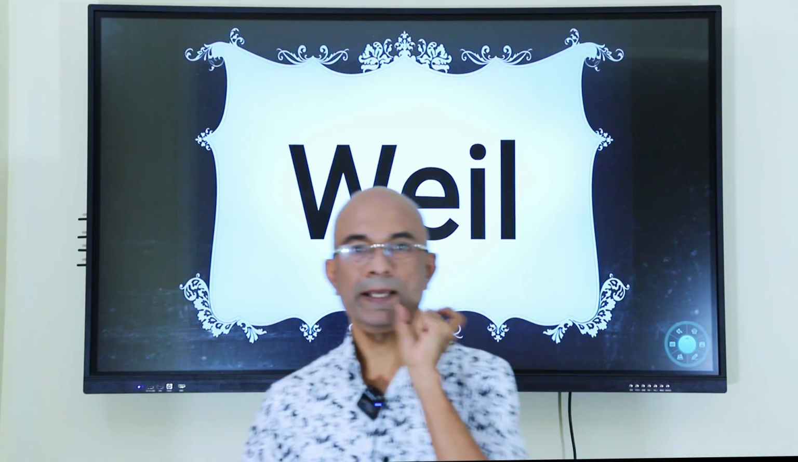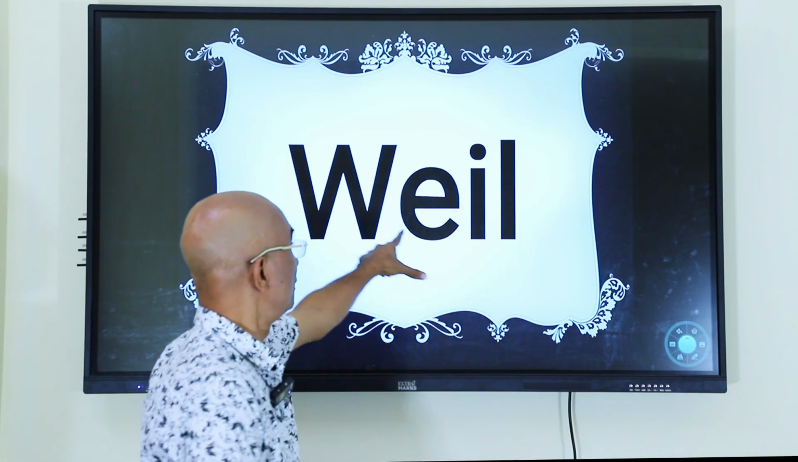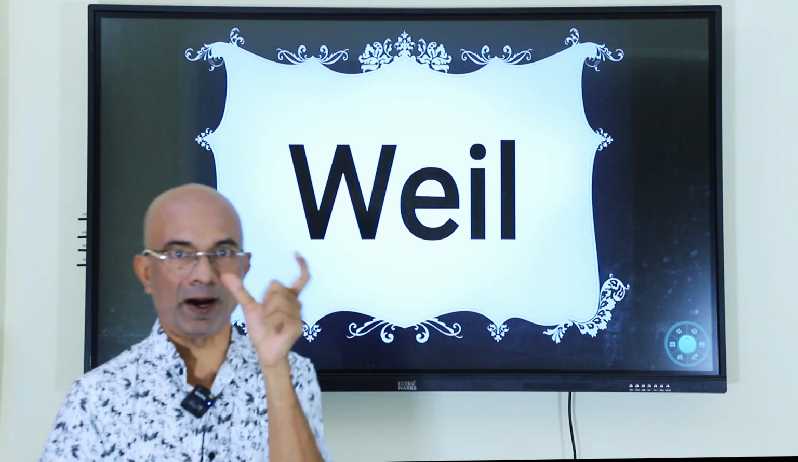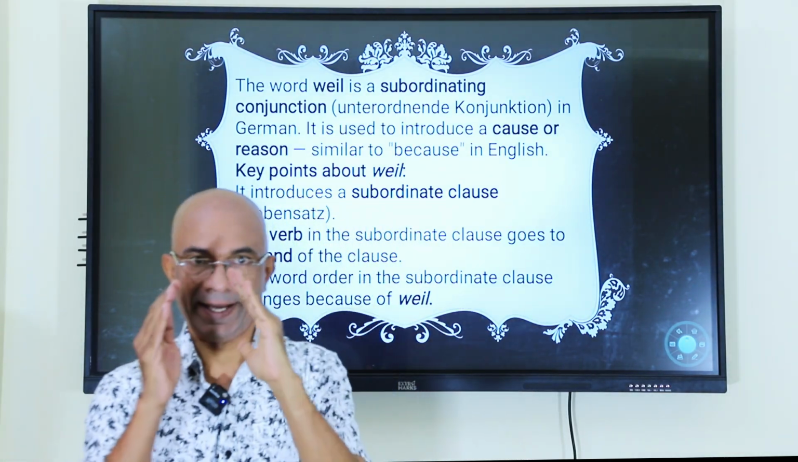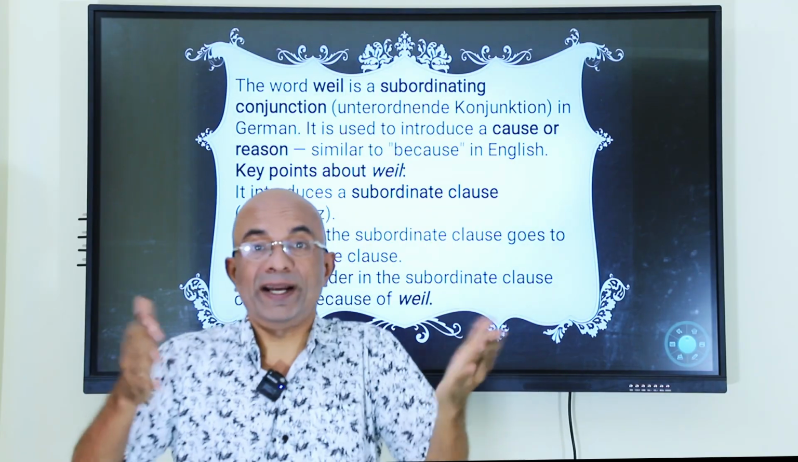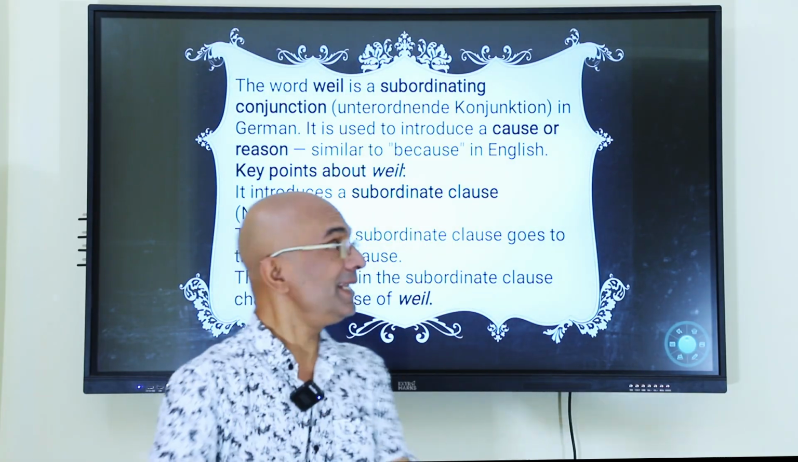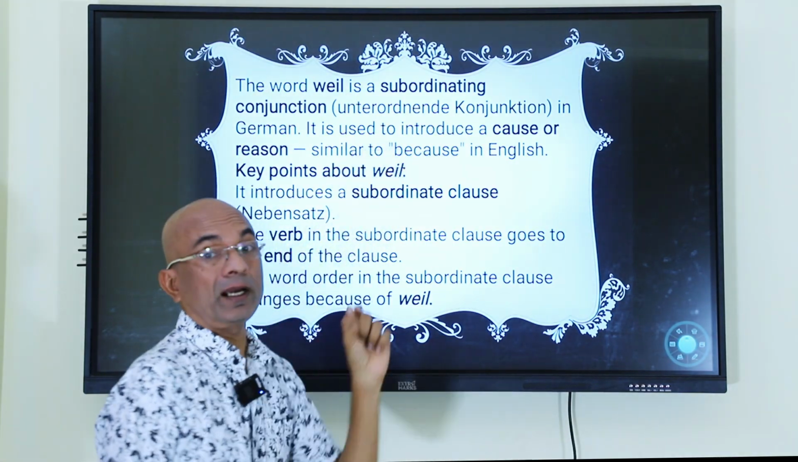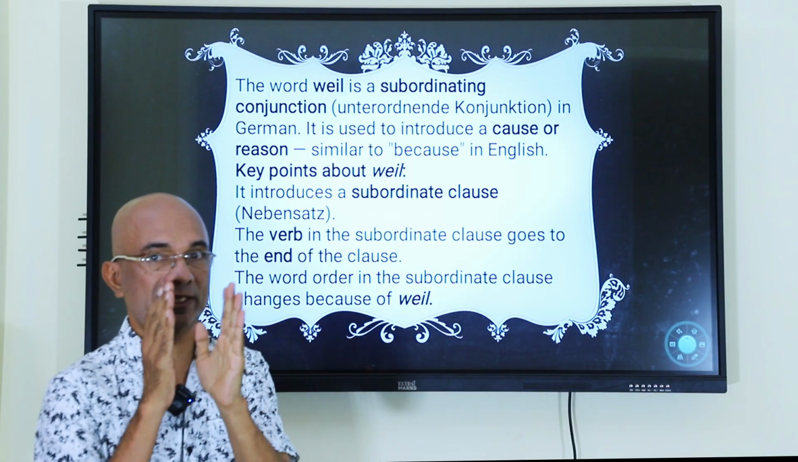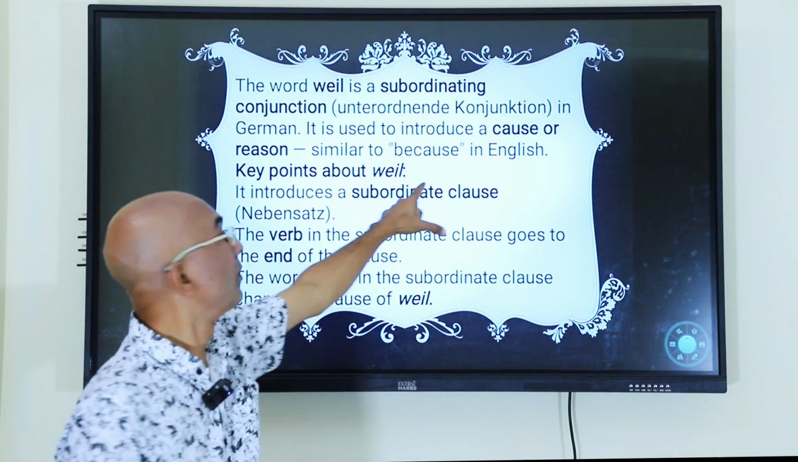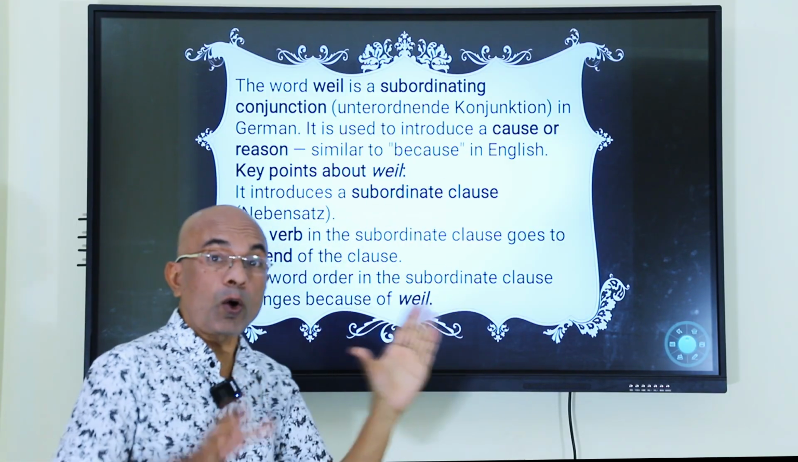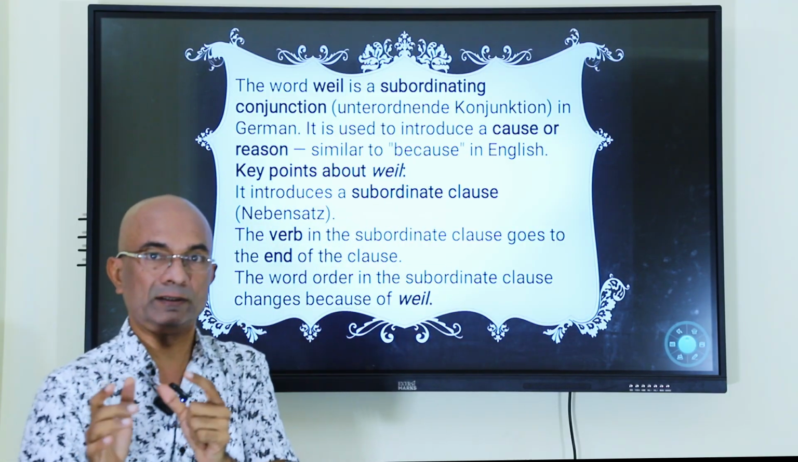Hello and welcome to another episode. Today we are going to learn about the usage of "weil" in the German language. When do we use "weil" and what is "weil"? Okay, "weil" is a subordinating conjunction, and the meaning is "because" in English. It is used to introduce a cause or reason.